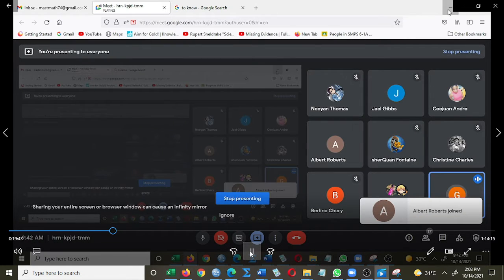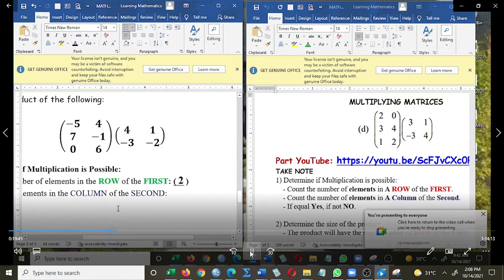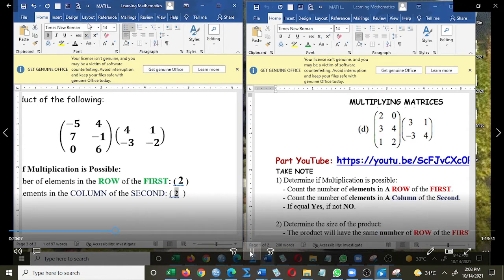So as I was saying, whenever you multiply matrices, always associate the word row with first, column with second, and there's going to be some kind of consistency. How many numbers? How many elements? So two. Two. Two also. Okay, let's count them.